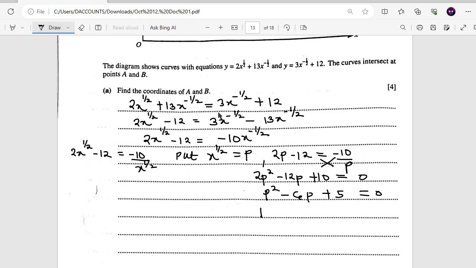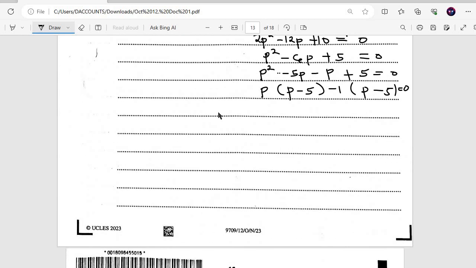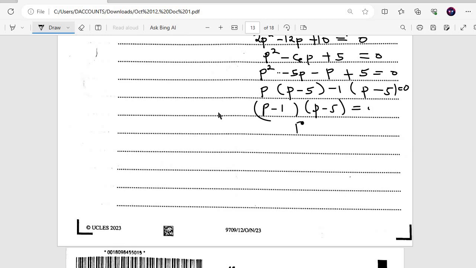Quadratic equation, p squared, please help me out. Should it be plus 5p minus 5p minus p plus 5 equal to 0. So p into bracket p minus 5 minus 1 into bracket p minus 5 equals 0. So we have p minus 1, p minus 5 equal to 0. Sorry, p is 1 or p is 5.